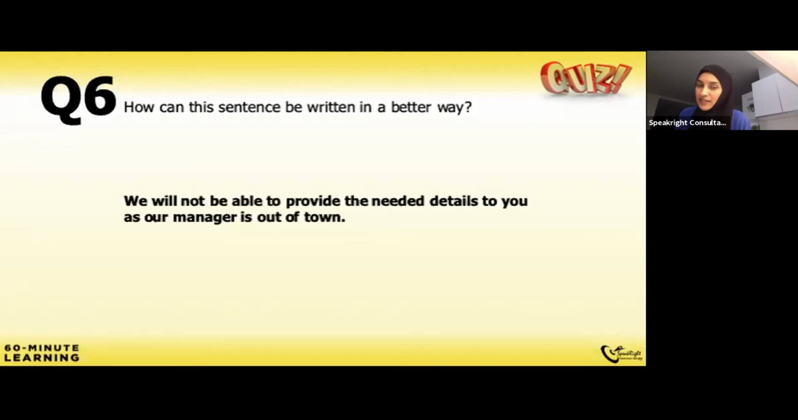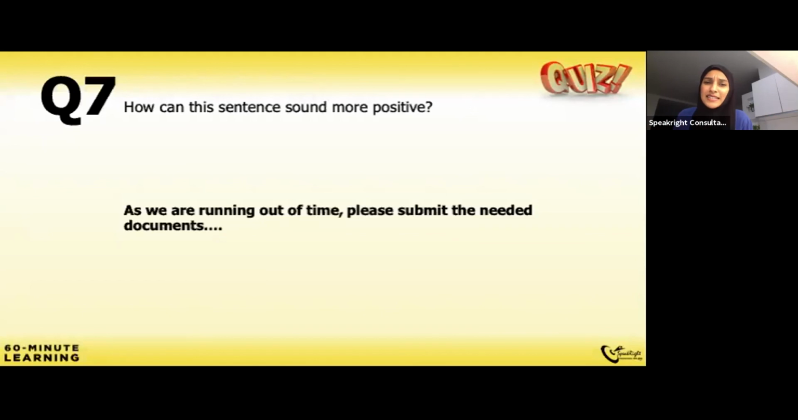Okay, question number 7. Okay, you're going to be fast again. How can this sentence sound more positive? As we are running out of time, please submit the needed documents. Make it sound more positive.